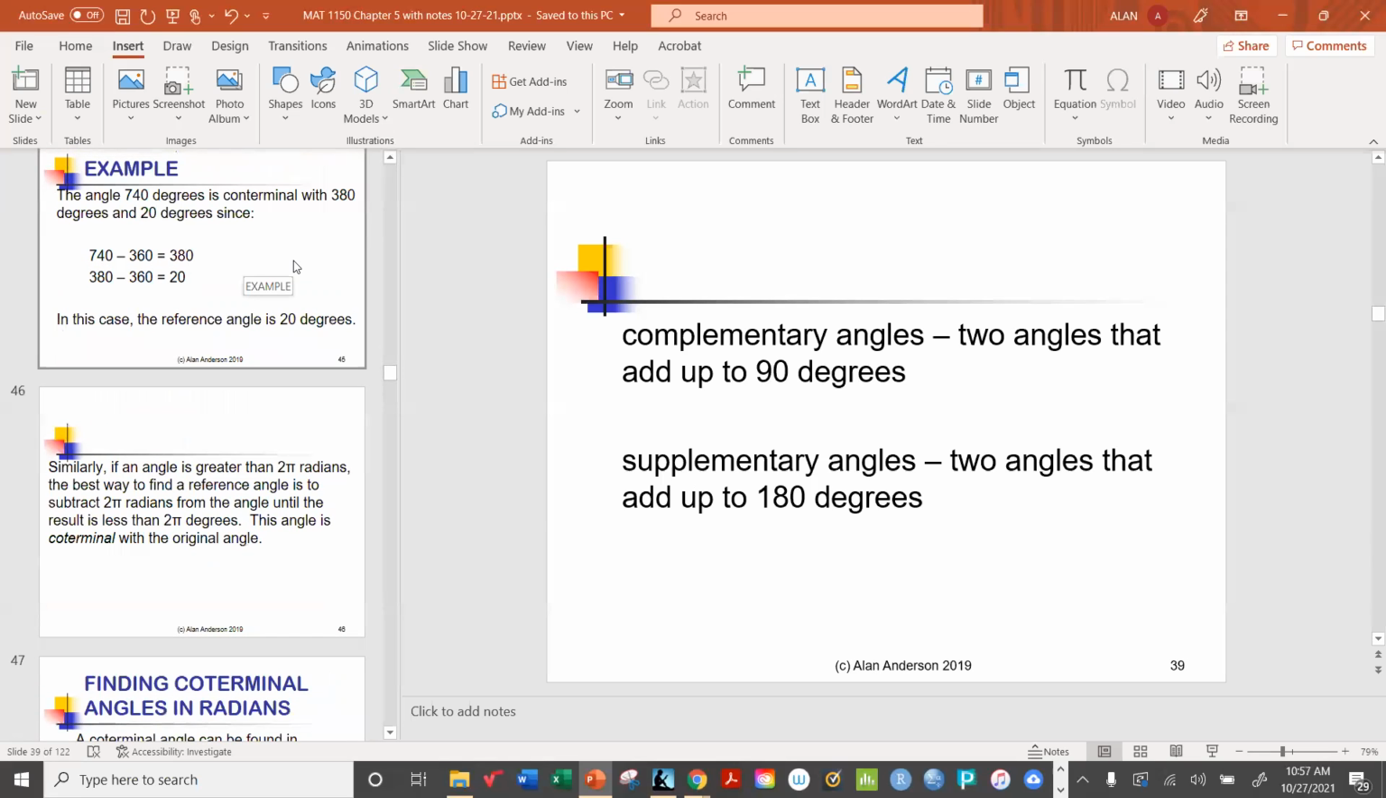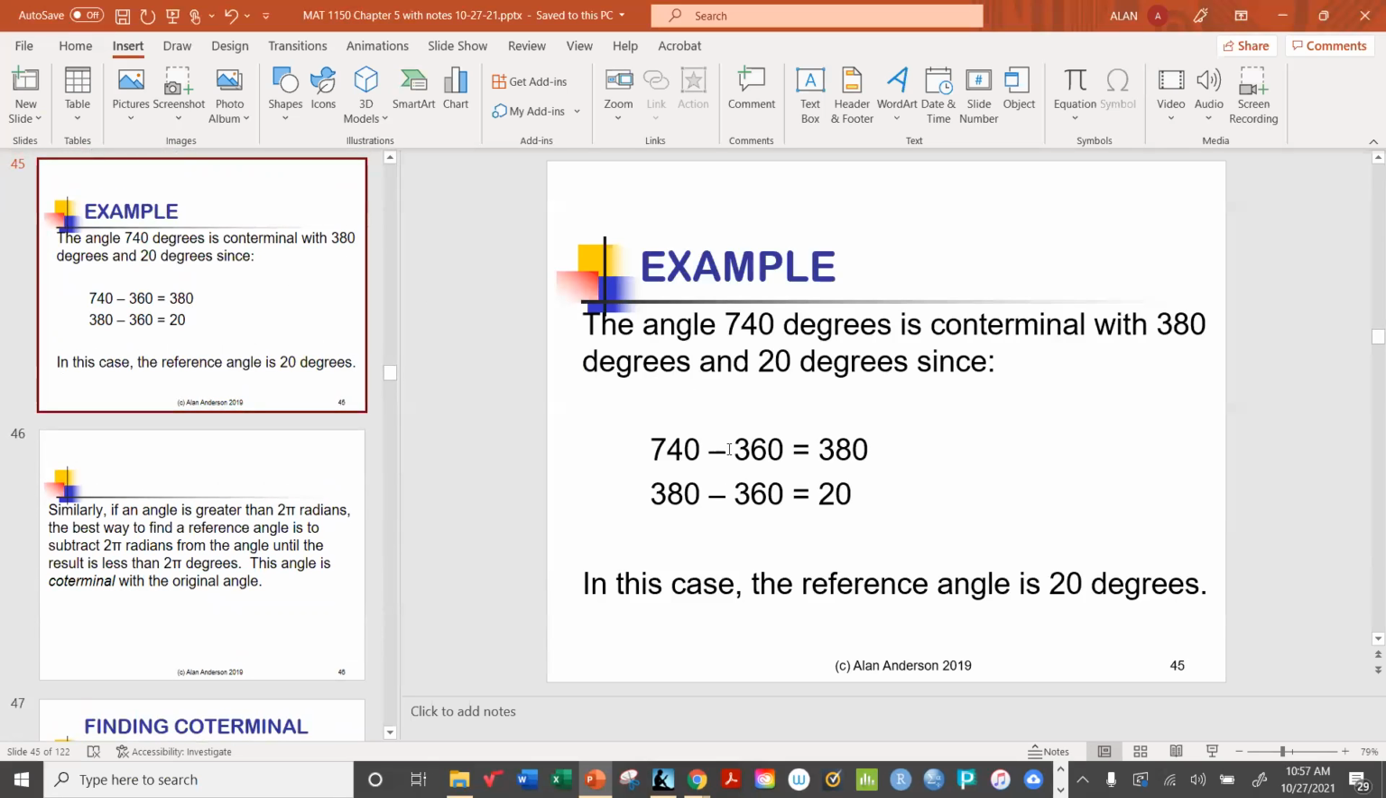Oh yeah, and I just want to remind you that when we have very large angles, larger than 360, 740 is equivalent to 20, because you're just going around the circle twice and then 20 more degrees. So the reference angles are the angles between 0 and 360. Anything larger than that can be converted into a reference angle by subtracting either 360 or 720 or some multiple of 360.